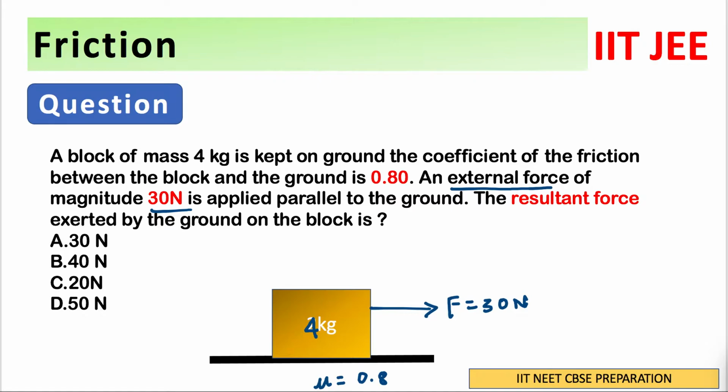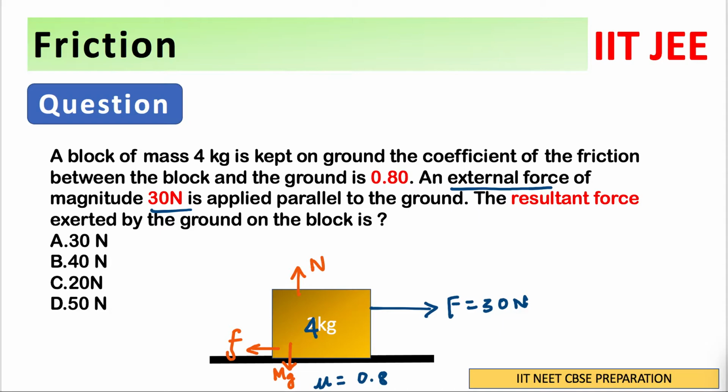So first of all, free body diagram. Let's draw that. Let's mark all the forces and then we'll see what is the resultant force by the ground. So first of all, we will have mg in the downward direction. Then the normal reaction will be exerted by the ground on the body in the upward direction. Then we will have friction F, which will act in this direction.